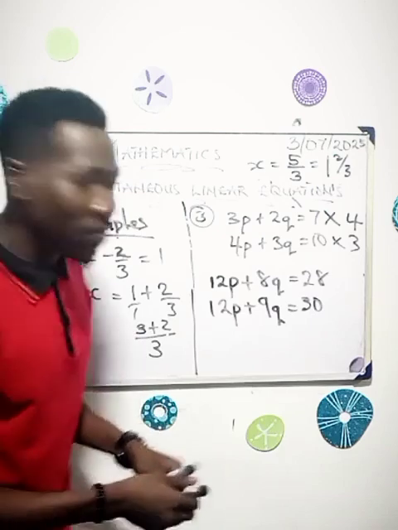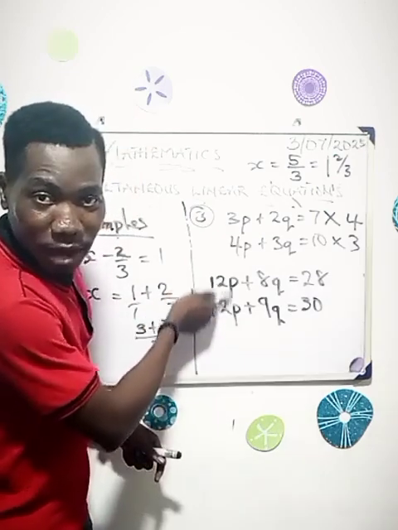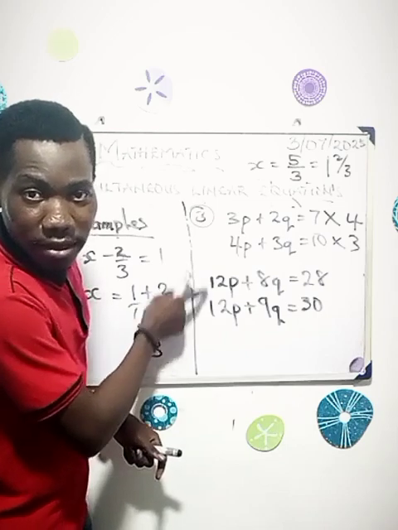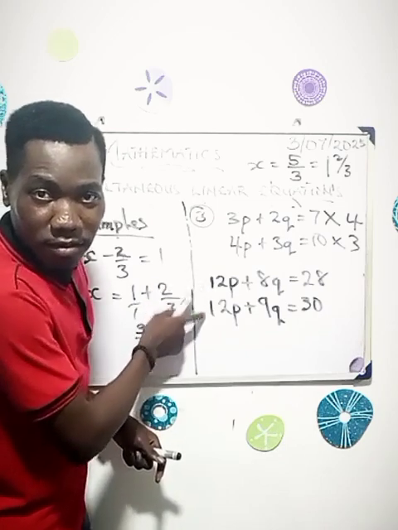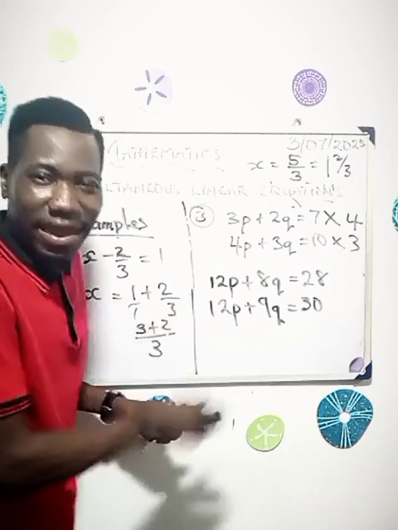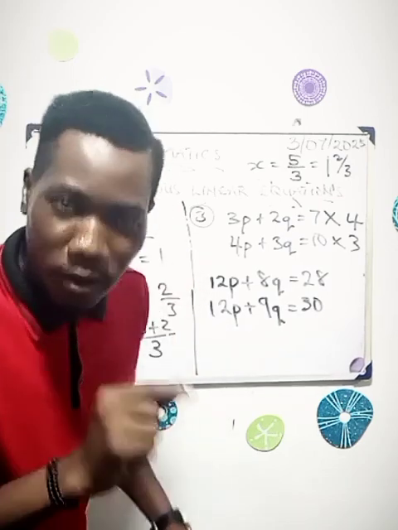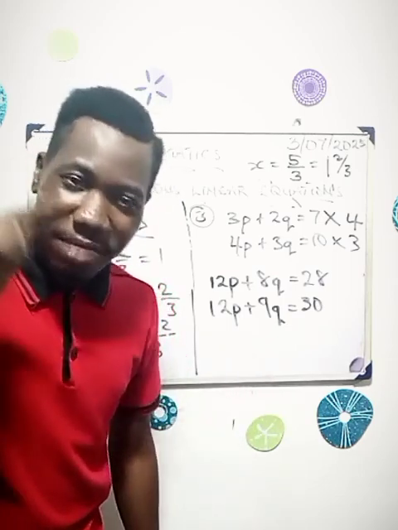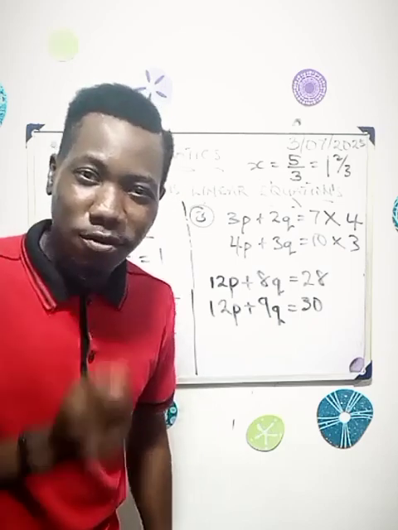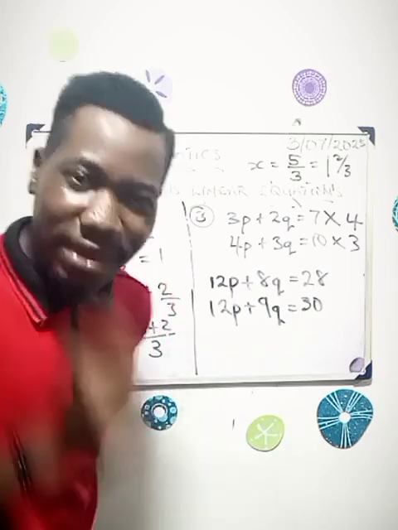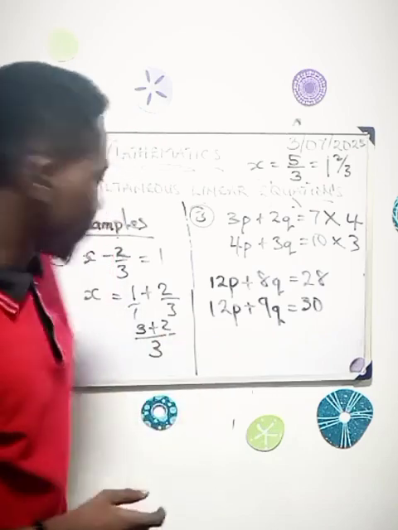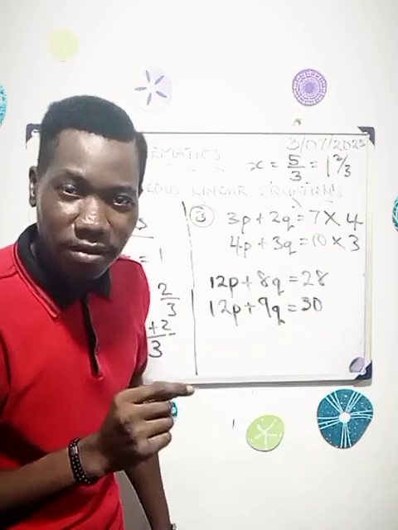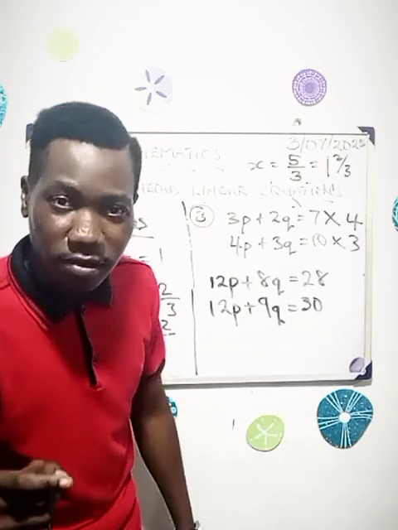Okay, this is what we want to eliminate, right? The signs here are positive, positive. That's plus and plus. Whenever they are the same, whether plus and plus or minus and minus, both positive numbers or both negative numbers, what you are going to do is subtract. But if they are different, one positive and one negative, or one negative and the other positive, you add.